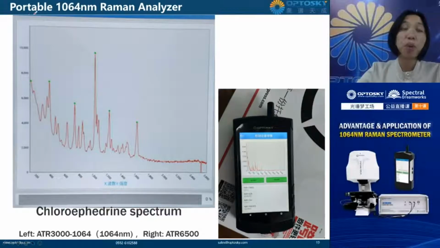And we have the portable 1064 Raman analyzer, and this is the raw refrigerant spectrum. It uses the 1064 signal. It's very good. And if you use 785, the signal is very weak.